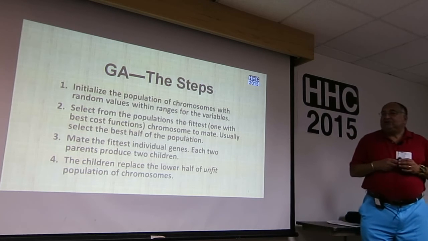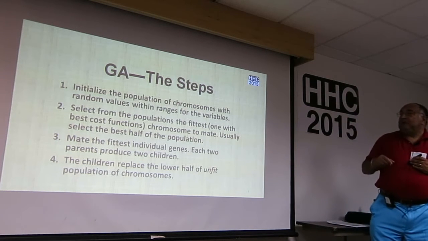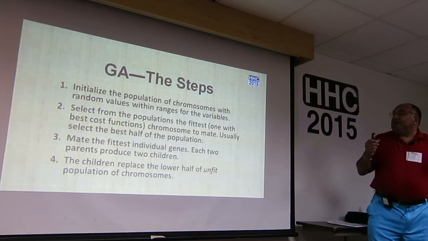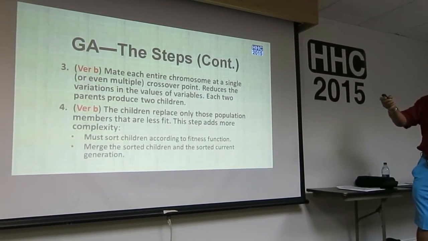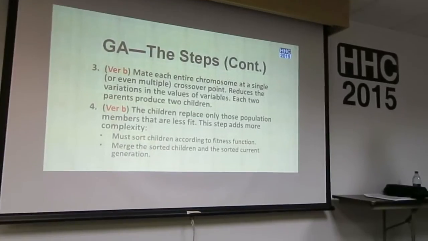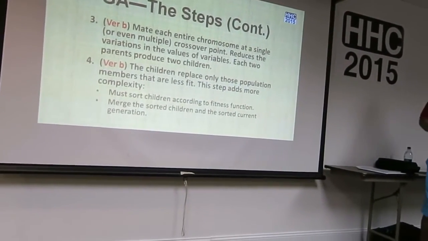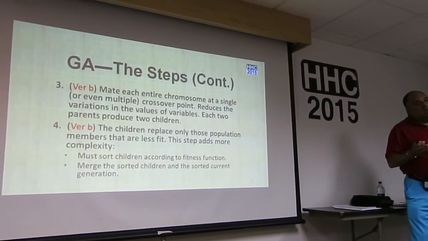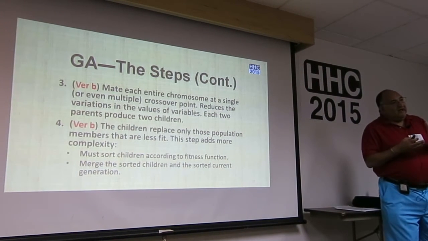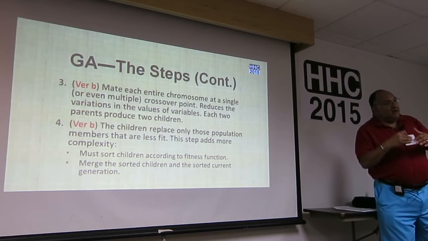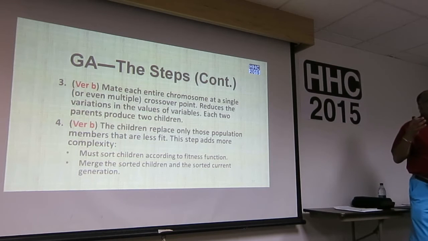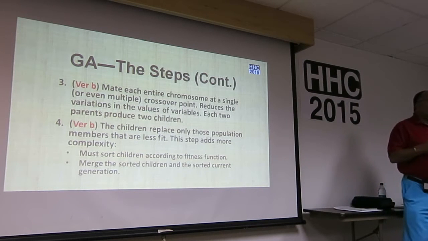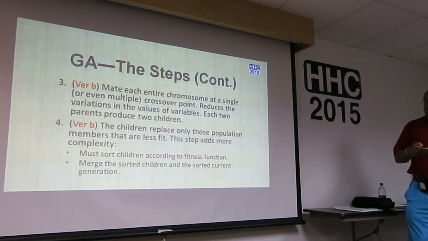GA has some general steps. I'm going to go first with the general steps and then with an example shed some more details. You initialize your population of chromosomes with random values. Also, you can have the children replace only those population members that are less fit. But this adds complexity because now you have to find the cost function of the children, sort them out, and compare two lists. It's good, but it takes a lot of work. It's a nice idea, but I did not implement it in the code.